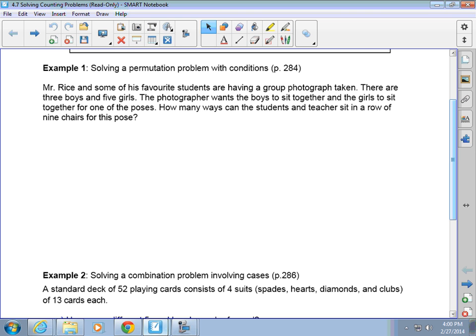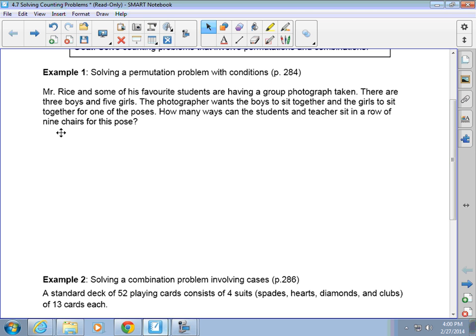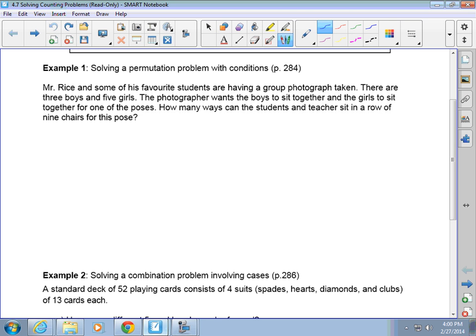So Mr. Rice is one person that's being arranged, so he's going to have one spot. And there's only one of him, so there's only one way to arrange him. We have the boys, and there were 3 boys. So that means there's 3 ways of arranging them. And then we have the girls. So in the girls, there were 5 of them, so we can arrange them in 5 factorial ways.